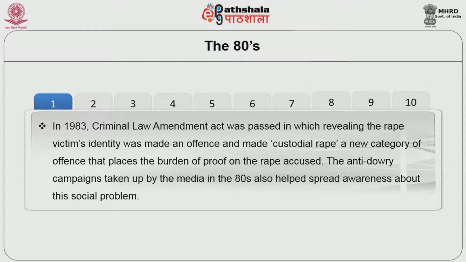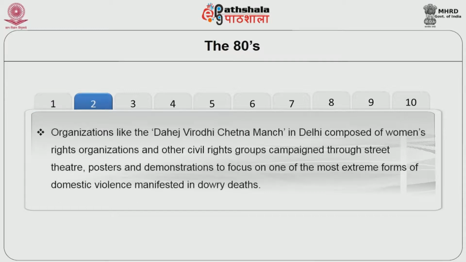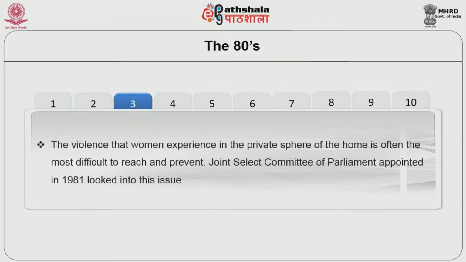The anti-dowry campaigns taken up by the media in the 1980s also helped to spread awareness about the social problem. Organizations like the Dahej Virodhi Chetana Manch in Delhi, composed of women's rights organizations and other civil rights groups, campaigned through street theatre, posters and demonstrations to focus on one of the most extreme forms of domestic violence, manifested in dowry deaths. The violence that women experience in the private sphere of home is often the most difficult to reach and prevent.